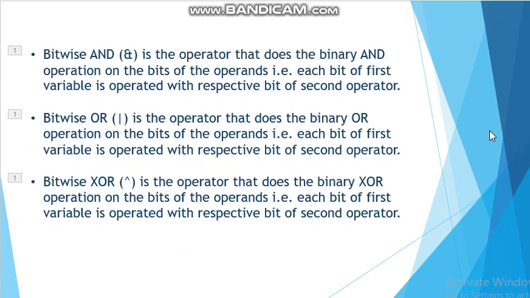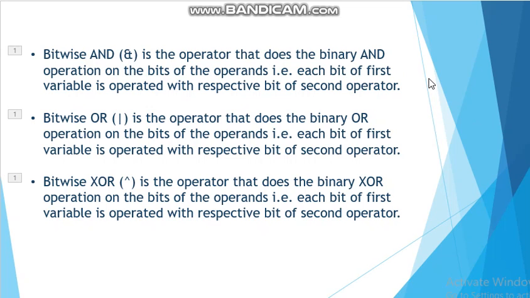The first one is bitwise AND. Bitwise AND is the operator that does the binary AND operation on the bits of the operands. That is, each bit of the first variable is operated with the respective bit of the second operand. The second one is bitwise OR. Bitwise OR is the operator that does the binary OR operation on the bits of the operands. That is, each bit of the first variable is operated with the respective bit of the second operand.